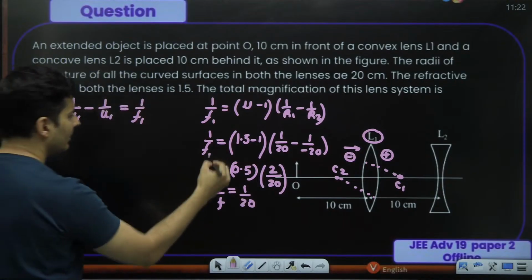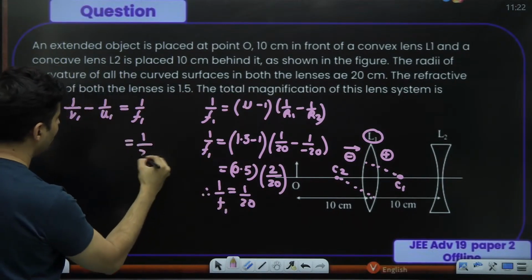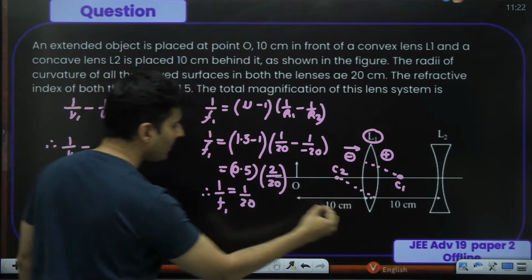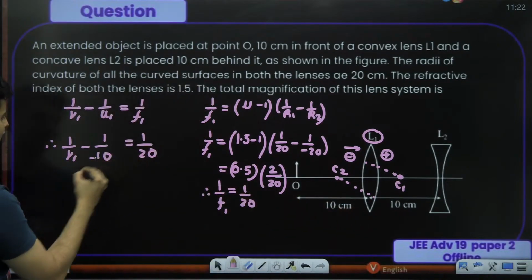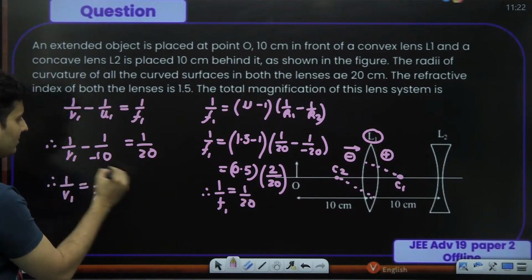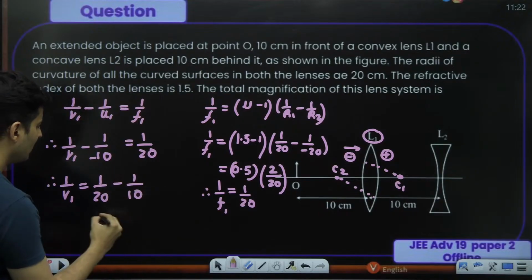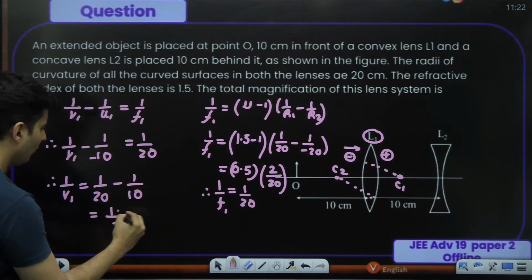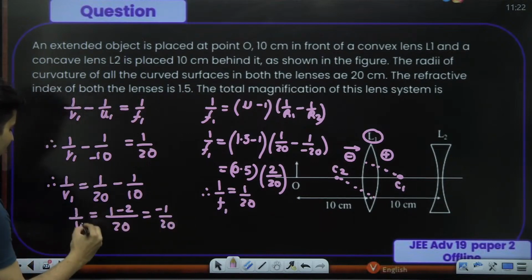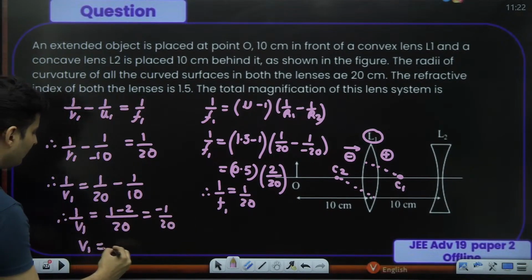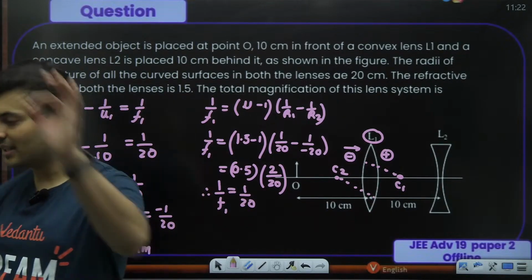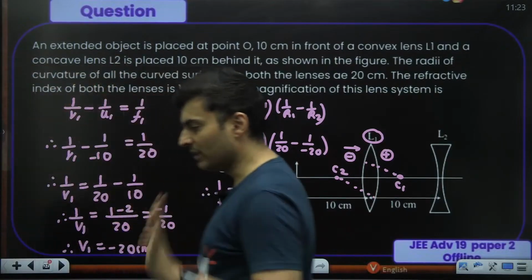So I will use it directly over here as 1 by 20, and 1 by v1 minus object distance. It is at 10 centimeters, so minus 10. So therefore 1 by v1 will be 1 by 20, minus minus is plus, on the other side again becomes minus. So LCM is 20, 1 minus 2, which is nothing but minus 1 by 20. That is 1 by v1. So therefore v1 will be nothing but minus 20 centimeters. Did you understand it? v1 is nothing but minus 20 centimeters.